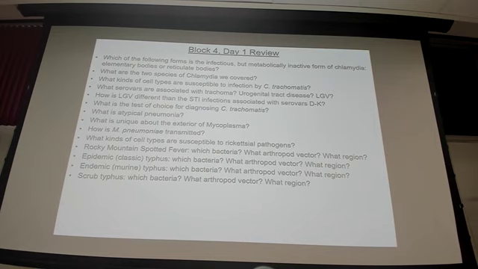Orientia tsutsugamushi. And then the arthropod vector for tsutsugamushi: the mite bite, yes. Region: East Asia, large swaths of East Asia, and deep in Asia as well. Okay.